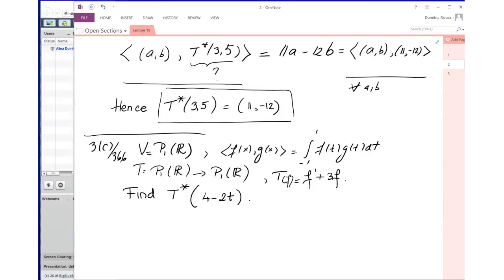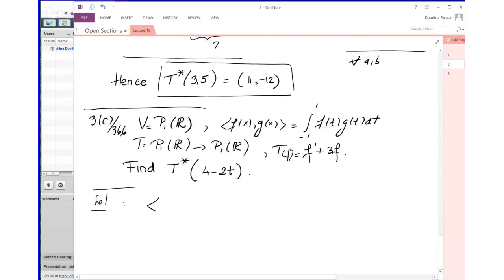First we would do that part of T of x and 4 minus 2t. So T of f, inner product with 4 minus 2t. And this would be the same as the inner product between f, which is in fact x, and T star of 4 minus 2t.